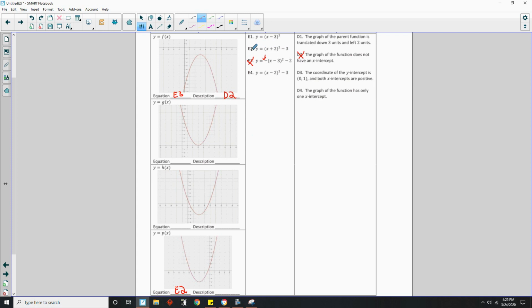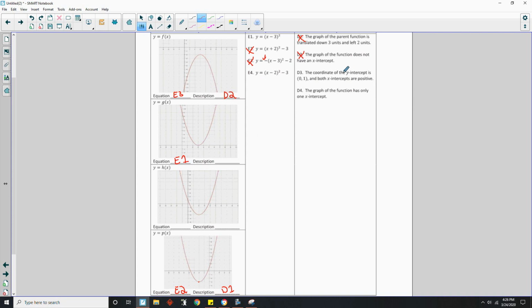Left 2, down 3. The graph of the parent function is translated down 3 units and left 2. That is D1. Okay, so D1. Down 3, left 2. There's my vertex. So that's D1. Okay, E1 is right 3. So it should be right on the x-axis, shifted right 3. And that's this one here, E1.